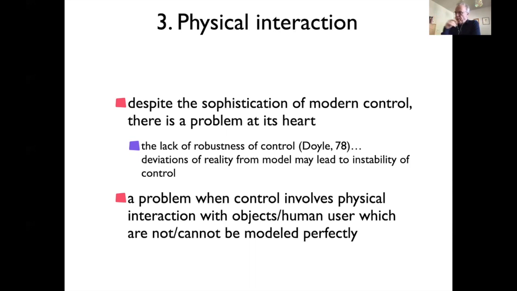It goes back to a theorem that comes from the 70s that essentially says that if you have a small deviation of reality from the model, there is always a possibility of having an unstable control system. So you cannot actually give a limit beyond which you will always have stable control. And that's a problem because when you physically interact with objects, or worse, with humans, your models are not going to be perfect. If you're an autonomous robot, you'll be interacting with objects that you only partially know, and human users are notoriously difficult to model. So you're likely to run into these kinds of robustness problems.